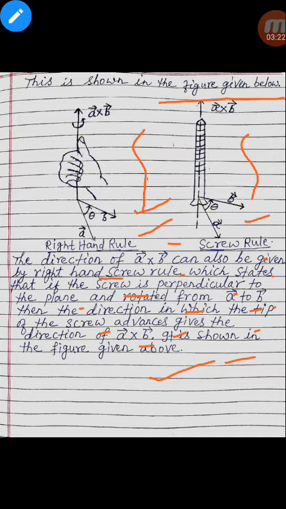Here in the figure we see that here it is the vector A, there is vector B. So if we curl our right hand from A to B, then this thumb gives the direction of A vector cross B vector. And here in the screw rule we see that this is the A vector and this is the B vector. If the screw is rotated from A to B, then this screw will move in the direction of the vector A cross B vector.